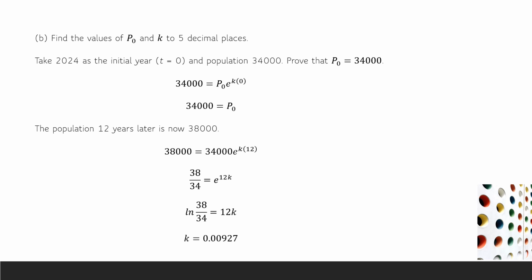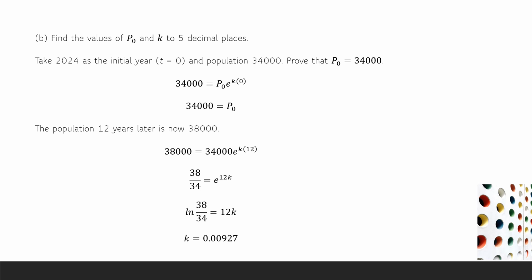So our formula was P equals P0 e to the kt. Our 34,000 is our population, and our time is 0. You get e to the 0, which is 1, so you get P0 lots of 1, which is P0. That shows or proves that P0 equals the 34,000.